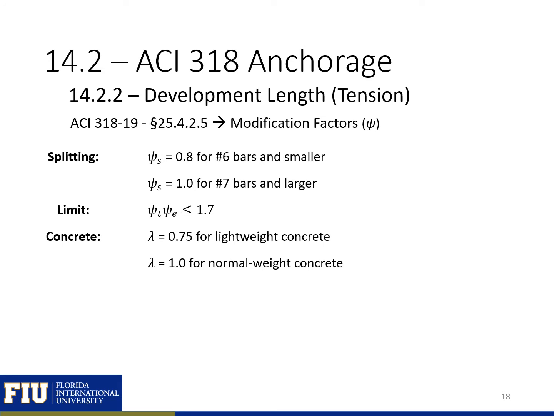The factors shown on this slide are for splitting. So this is based on the bar size. If you have a number 6 bar and smaller, then you get to reduce your development length by 0.8, or 20%. And number 7 and larger use a psi sub s factor of 1. Here's a limit: psi t times psi e needs to be less than 1.7. And the last factor here is whether you have lightweight or normal weight concrete. So you modify your equation based on your lambda factor.